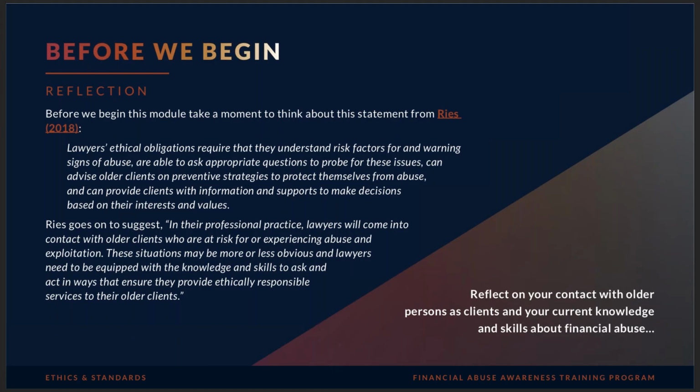Before we begin, let's reflect on this statement from Rees. Lawyers' ethical obligations require that they understand risk factors for and warning signs of abuse and are able to ask appropriate questions to probe for these issues and can advise older clients on preventative strategies to protect themselves from abuse and provide clients with information and supports to make decisions based on their interests and values.